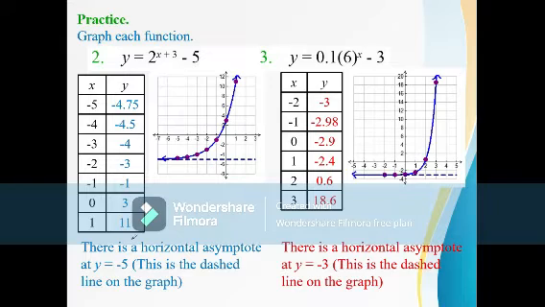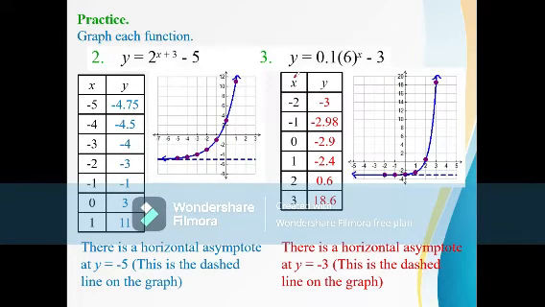Then afterwards, we are going to look at this one. The value of our k is negative 5. So it means there is a horizontal asymptote at y is equal to negative 5. This is the dashed line on the graph. So you are going to create a dashed line on the graph. Meaning, this graph is asymptotic to this line, y is equal to negative 5. Okay. Let us proceed to number 3.